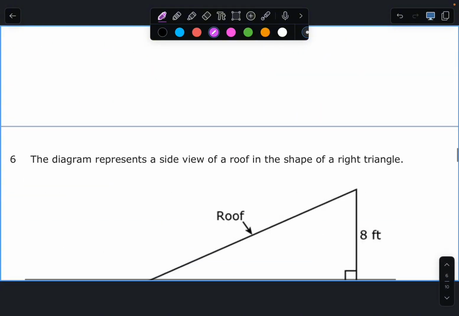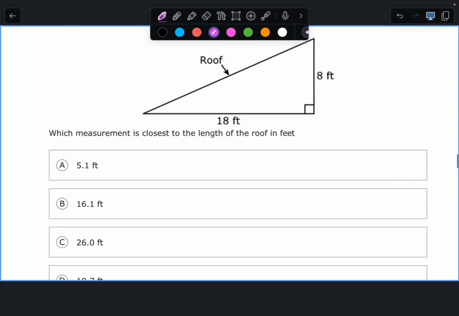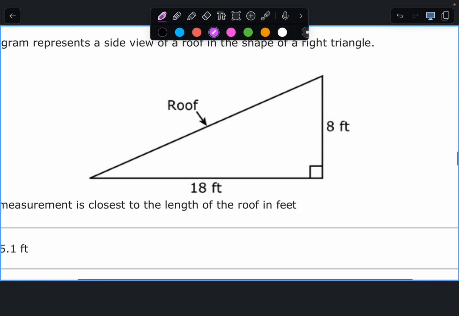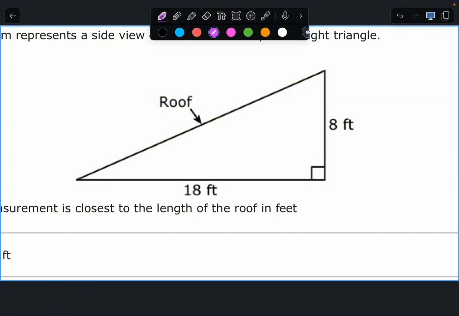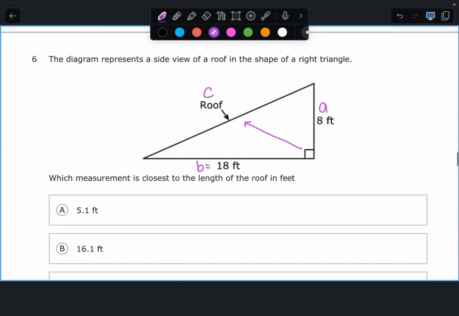Next one, using the Pythagorean theorem. Always look for which side first. Side C, which one is it? The longest. Yep. The shortest one is A. The second longest is B. So we plug that into the formula.